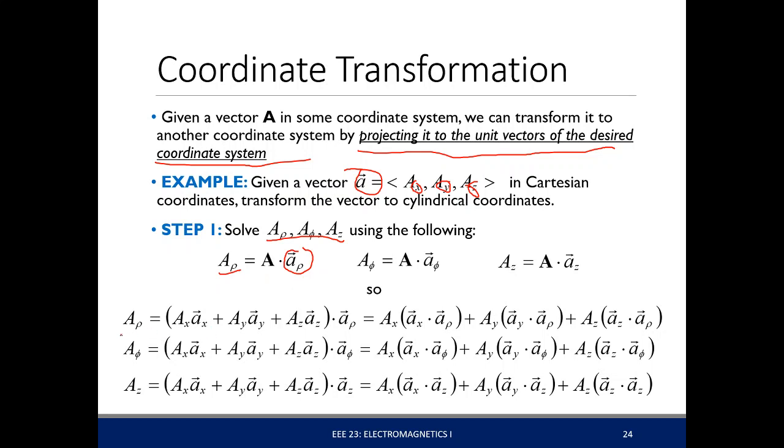So let's try to do that. So A rho is equal to A dot a rho, and you'll get this expression for A dotted to a rho. Then by properties of your dot product, you can distribute that across each term. Okay, and you'll get these expressions right here. There you go. So same is true with A phi and AZ. You just need to get the dot product. Just need to distribute it along them. Same here.